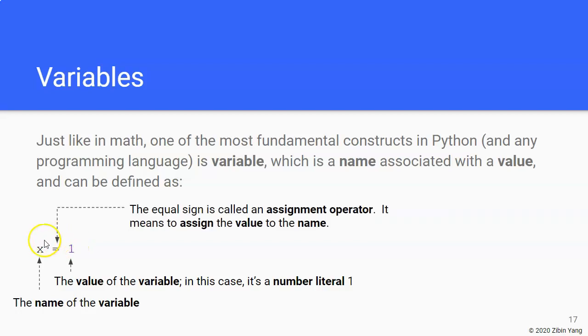Okay? And now the equal sign actually means that it's doing an assignment operation. So it means to assign the value 1 to the variable that is named x. So the equal sign is officially called an assignment operator. Again, it is assigning a value that is on its right side to the variable that is on the left side of the assignment operator.